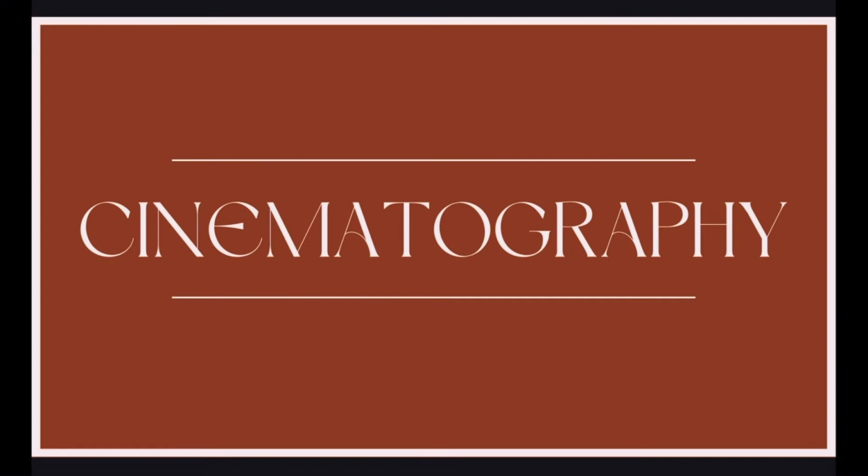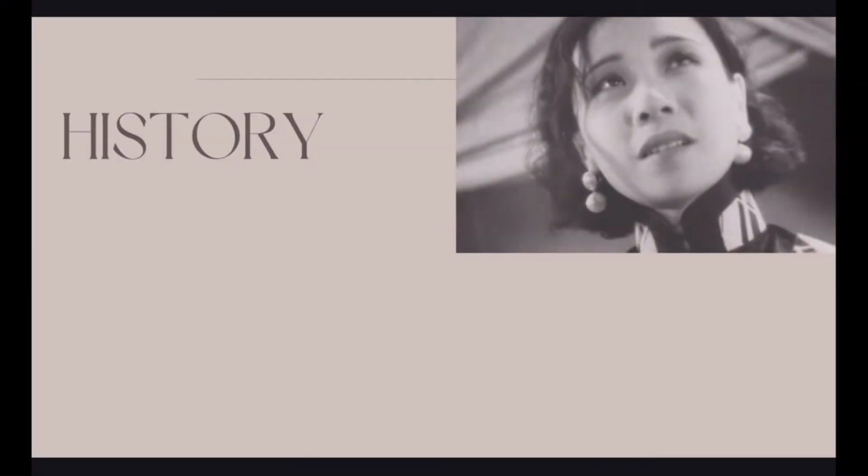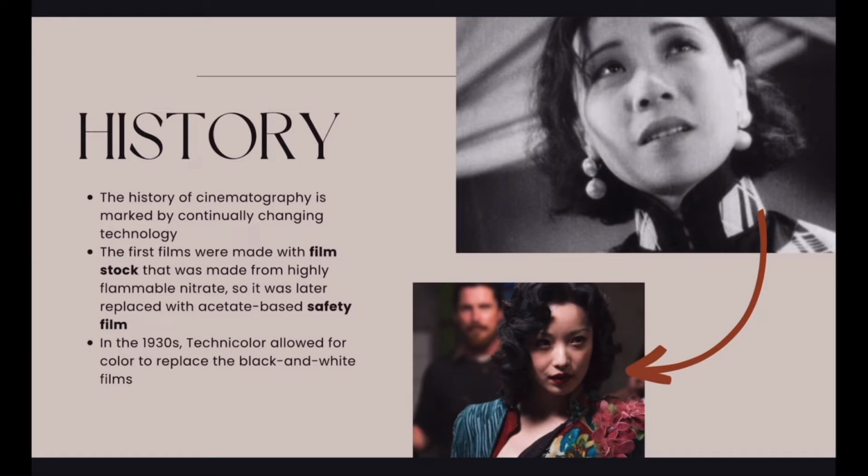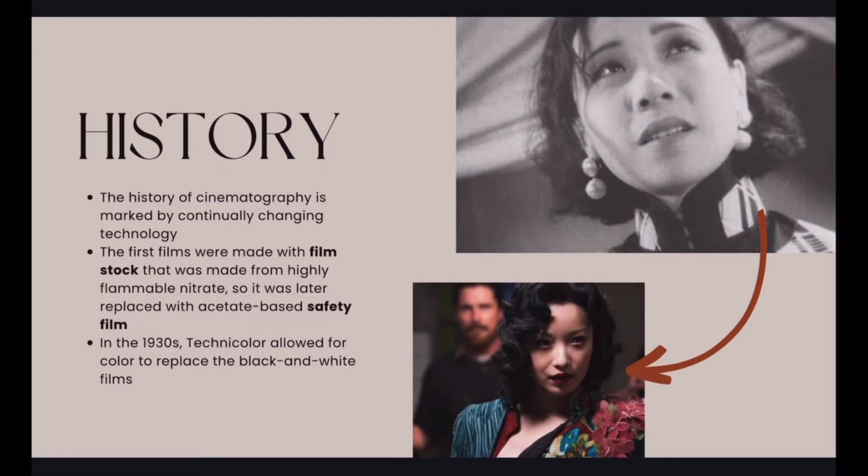So first, let's talk about cinematography. A quick history. The history of cinematography is marked by continually changing technology. The first films were made with film stock that was made from highly flammable nitrate, so it was later replaced with acetate-based safety film. In the 1930s, Technicolor allowed for color to replace the black and white films. So these two pictures from Goddess and Flowers of War clearly illustrate this transition.